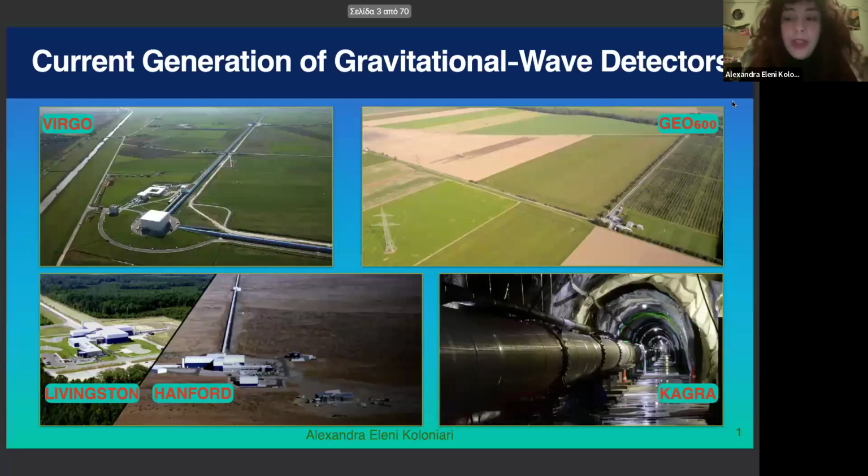So, how do we detect gravitational waves with the gravitational wave detectors? The current generation of gravitational wave detectors include Virgo, the two LIGO detectors, Livingston and Hanford, the GEO600 detector, and KAGRA. However, out of all of those detectors, only Virgo and the two LIGO detectors have made a gravitational wave detection, since GEO600 has very short arm length and KAGRA hasn't reached the necessary sensitivity yet.